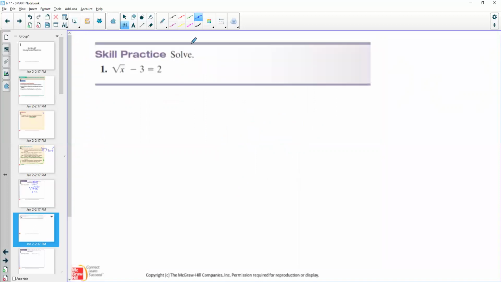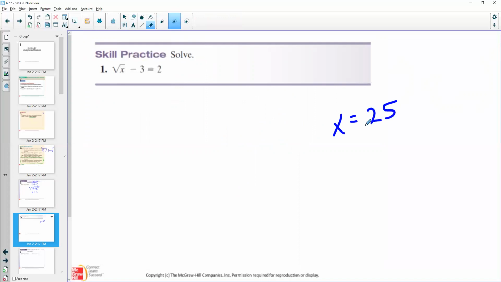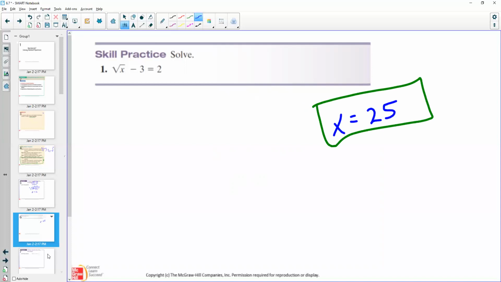Here's another one. You try this one. This is just like the one we just did. x should equal 25, and then you should, oh, not negative 25, positive 25. And then make sure it works. It does, but you should still check.